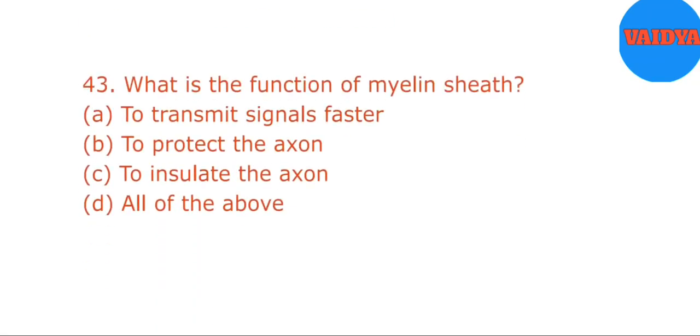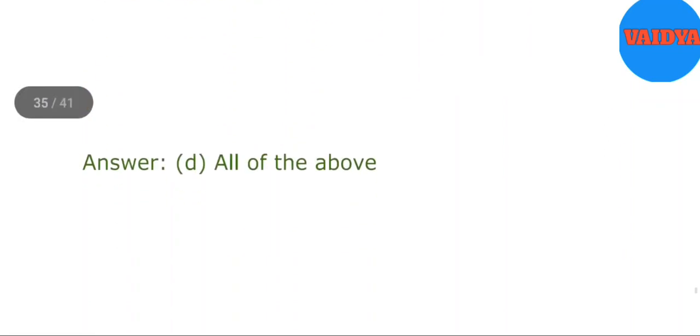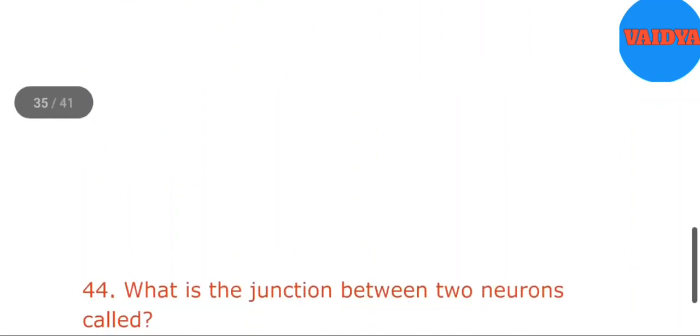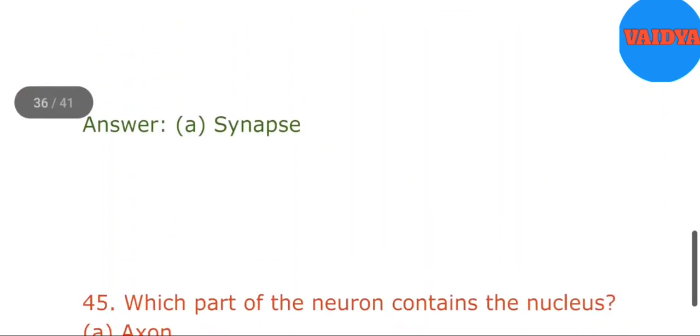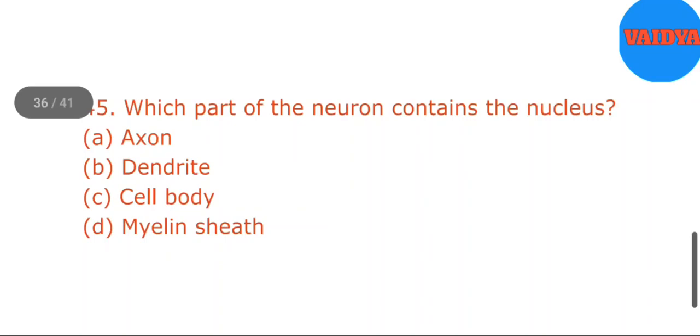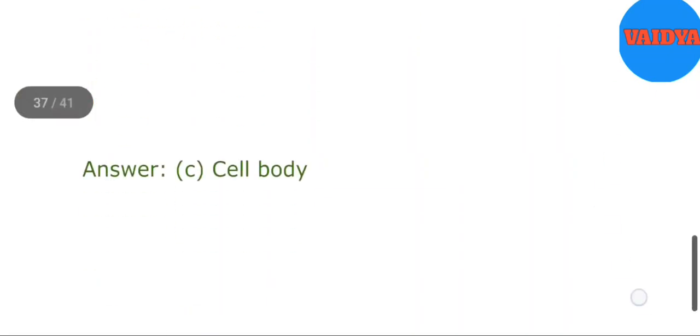43. What is the function of myelin sheath? A. To transmit signals faster. B. To protect the axon. C. To insulate the axon. D. All of the above. Answer: D. All of the above. 44. What is the junction between two neurons called? A. Synapse. B. Axon terminal. C. Cell body. D. Dendrite. Answer: A. Synapse. 45. Which part of the neuron contains the nucleus? A. Axon. B. Dendrite. C. Cell body. D. Myelin sheath. Answer: C. Cell body.